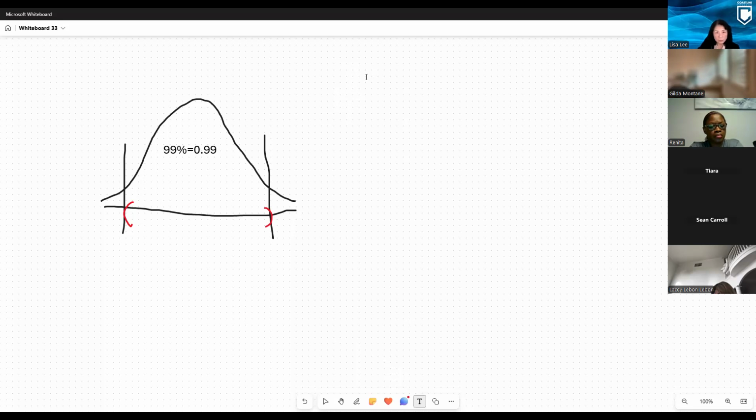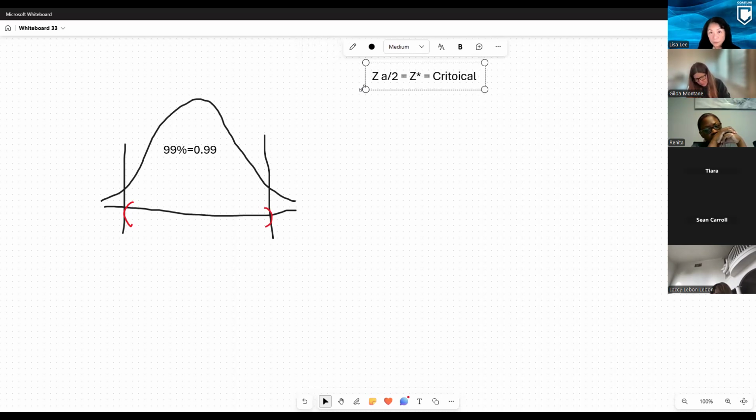So I'm going to write the notation. Usually we write alpha divided by 2. It's the Greek alpha, not a small a. Alpha is the significance level. So we use this symbol, but this book uses z with an asterisk. Both notations mean critical value. It just means critical value.